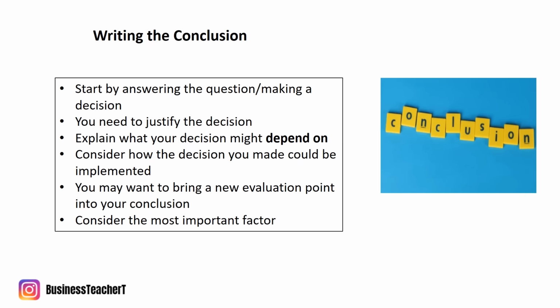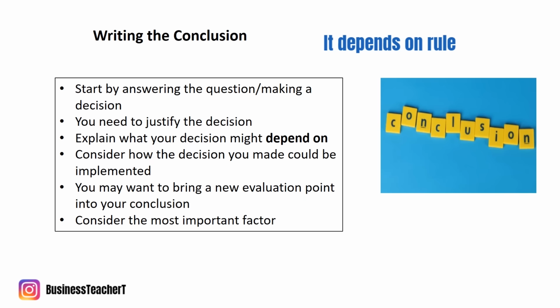It's important also to explain what your decision might depend on. It's called the it depends on rule. The examiners are looking out for this. It might depend on the cost. So it could be the cost of training. It could be the cost to introduce this new product. It could be the amount of competition in the market. It could be to do with what other competitors are doing. It could be the time it would take to design the new product.